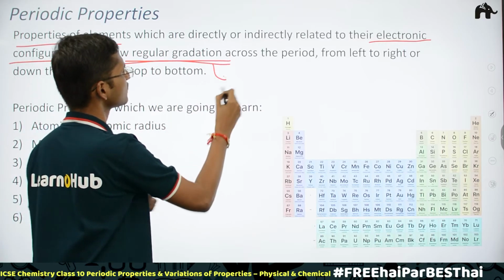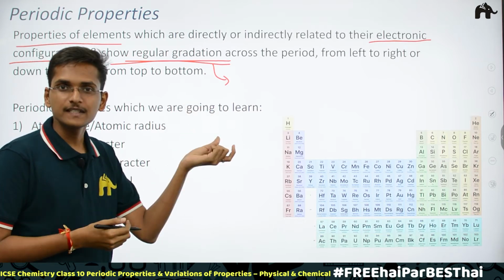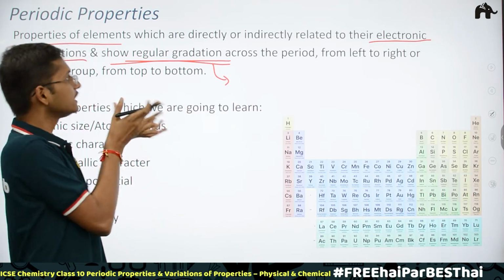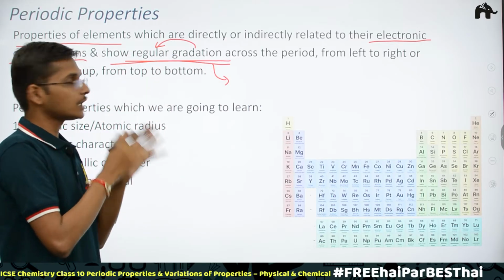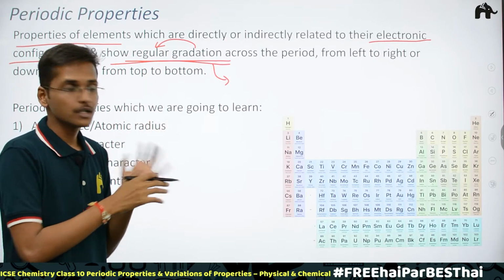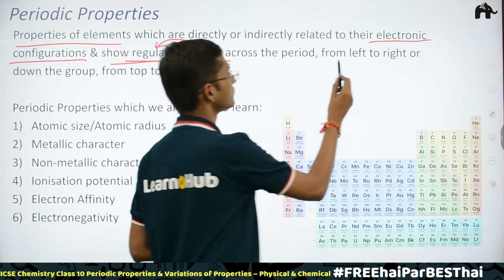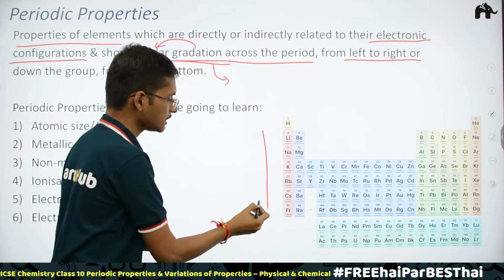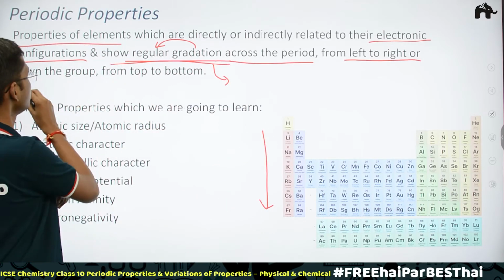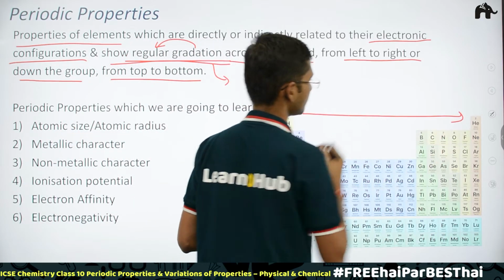Regular gradation means variation, which means increase or decrease at regular intervals. Now, how is regular gradation observed? When we move across the period, which means from left to right, and down the group, which means from top to bottom.